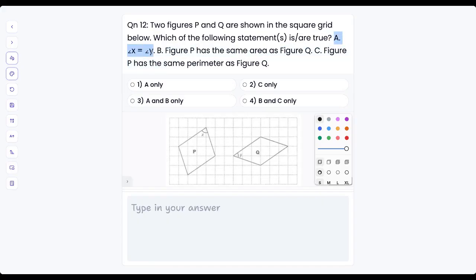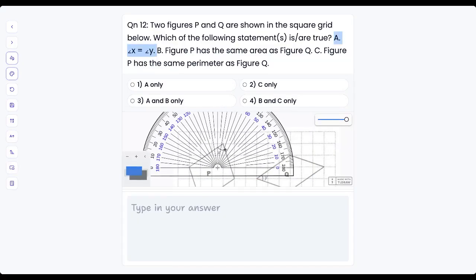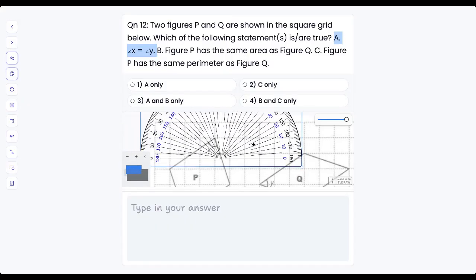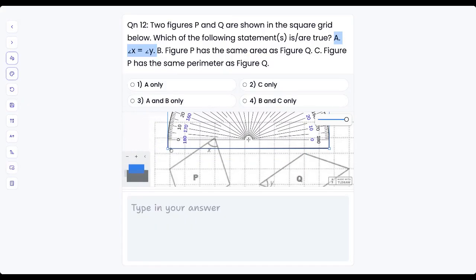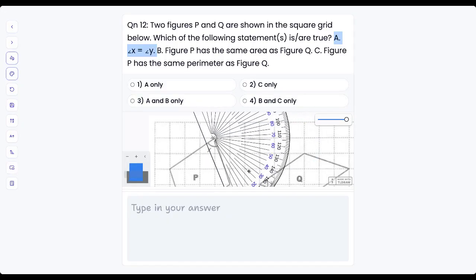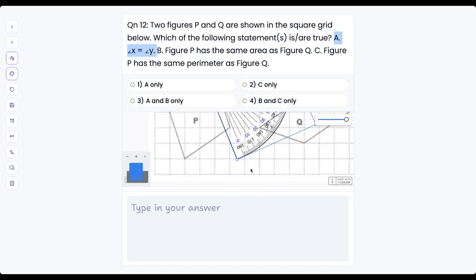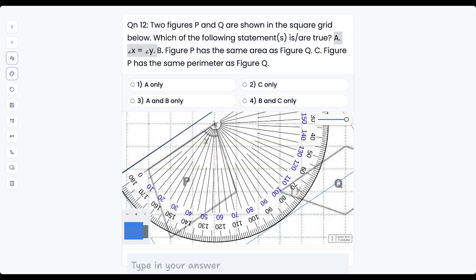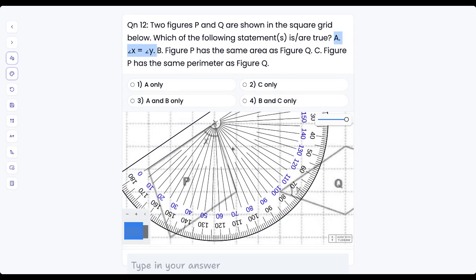So let's start with the first part. Is angle X equal to angle Y? What you can do is use your protractor to actually measure. For angle X, I'm just going to measure through the protractor from this side. This is a rough calculation, but you can see this line over here is around 75. So I'm going to write down here angle X is equal to 75 degrees.